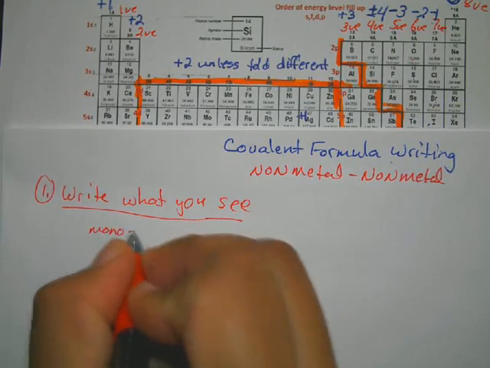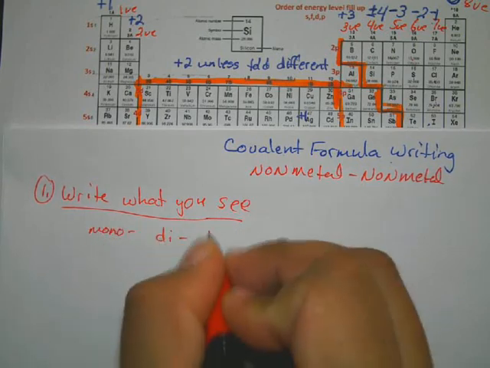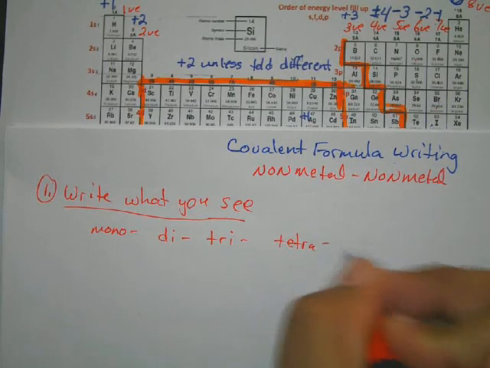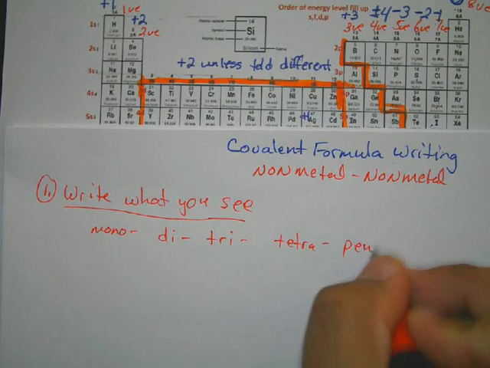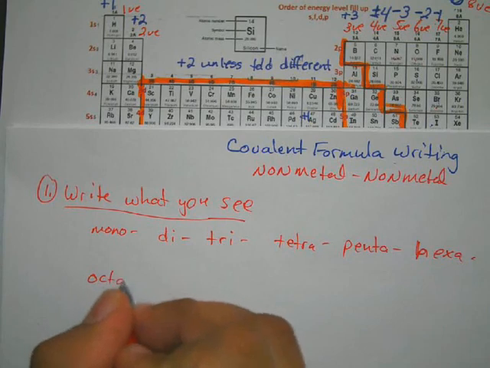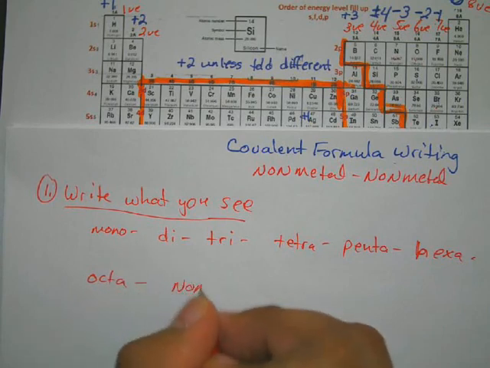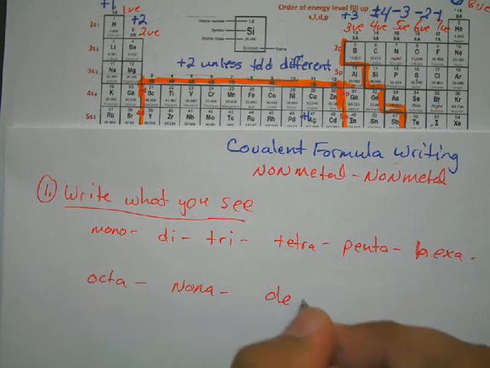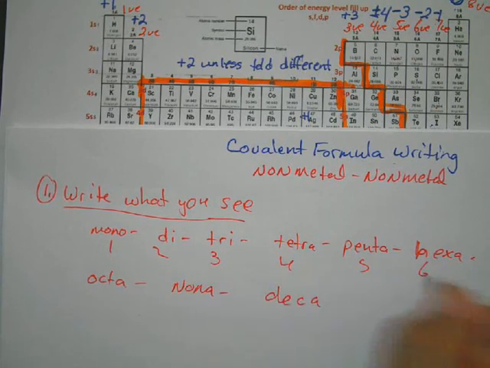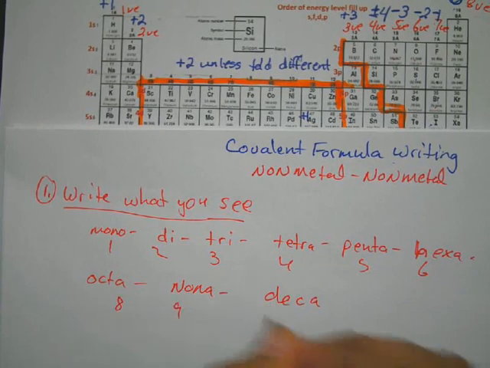Mono, di, tri, tetra, penta, hexa, that's an H, hexa, hepta, octa, nona, and deca. And that's 1, 2, 3, 4, 5, 6, 7, 8, 9, and 10.